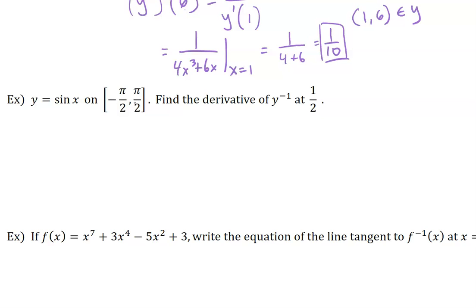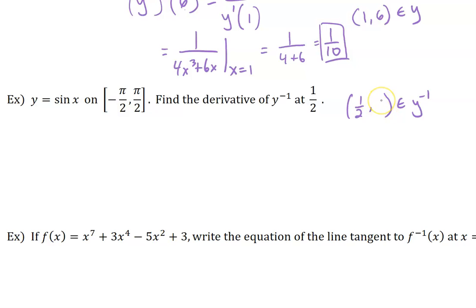Now this one's a little bit different because it doesn't give us a full ordered pair, it only gives us one value. But if I say find the derivative of a function f of x at 3, I'm always talking about the x value, okay? So that means that 1/2 is the x coordinate on the function y inverse. Okay, and remember we start by writing the ordered pairs.